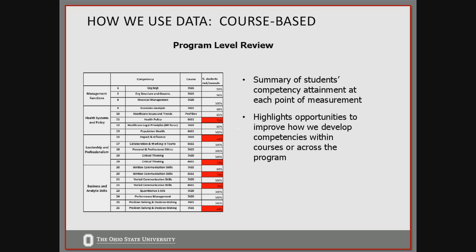What we do is look at the red highlights, which are areas where we had lower competency attainment. We use a threshold of 80%. As a faculty group, all the faculty that teach a particular cohort in a semester meet to review this. We look to see where we have any common themes in terms of areas where students aren't meeting the competencies. Are there ways that we can improve how we're building them?